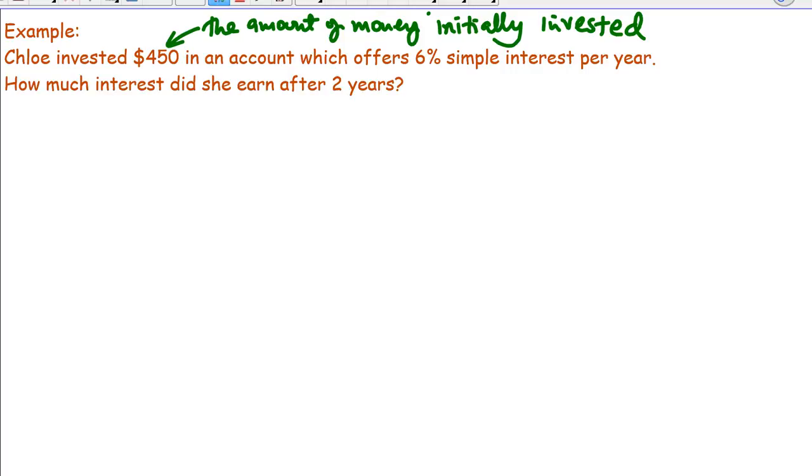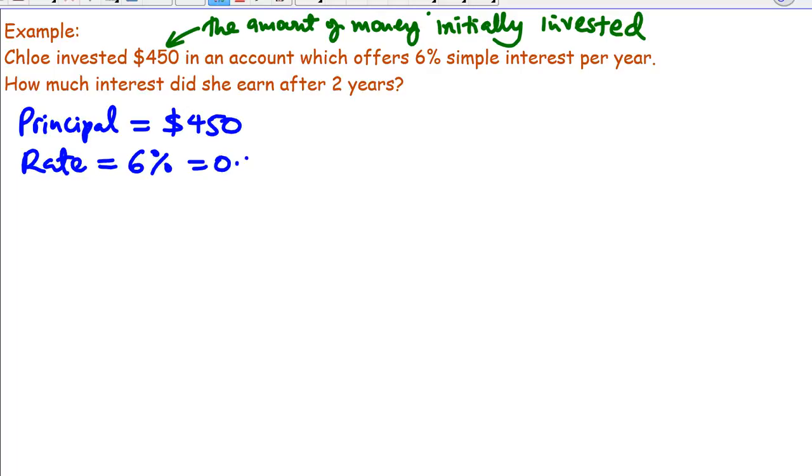Okay, so we have to write down what we have in this question. The first thing that we know is that the amount of money initially invested is 450, so that will be our principal. So principal is 450. The rate is 6%, which is 0.06. Time is 2 years.